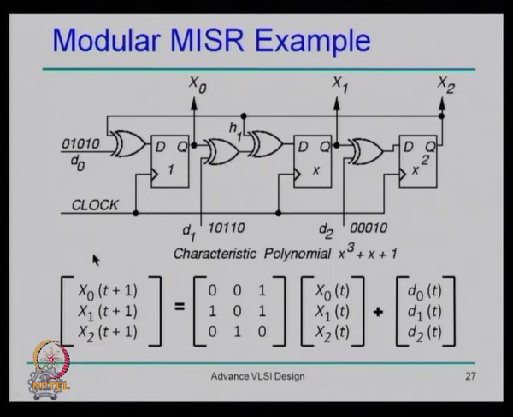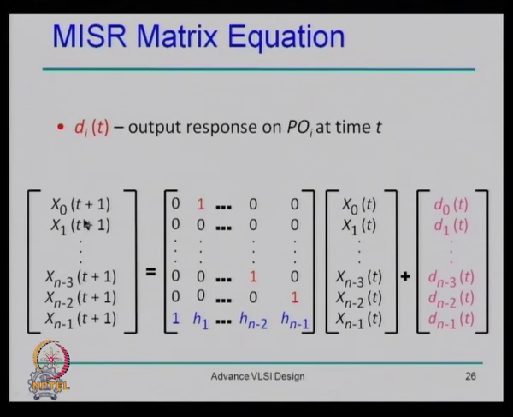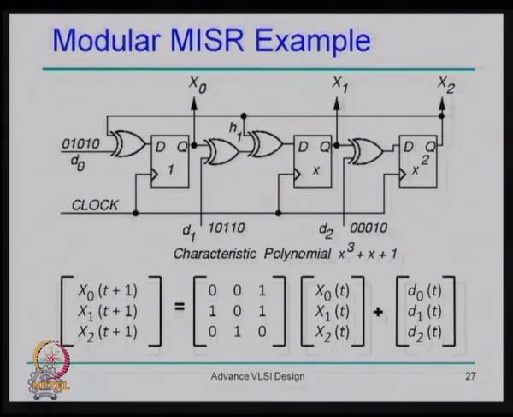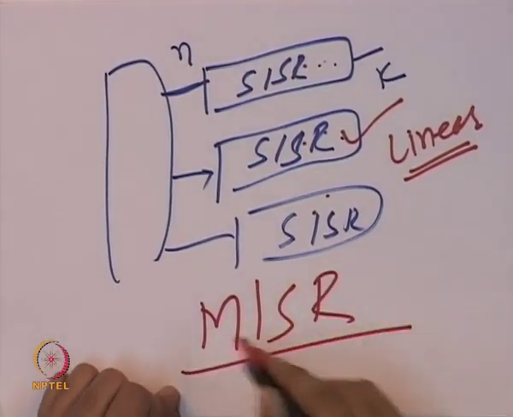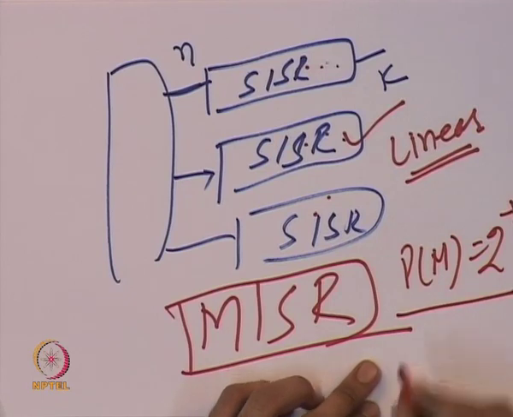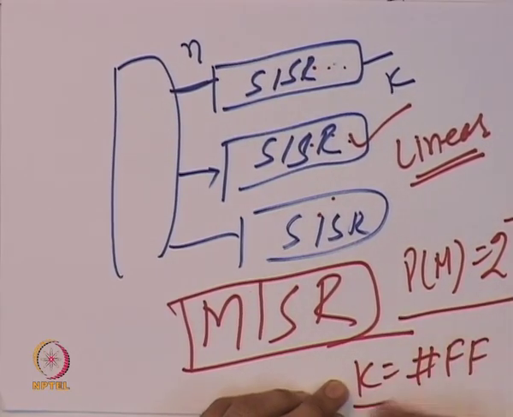Because this is a linear system and this is the companion matrix of this LFSR, you can write the equation for the output in the next cycle: x(t+1) is the companion matrix multiplied by the current values plus the input arriving at this point in time, d0, d1 and d2. The companion matrix remains the same and follows the same property we discussed earlier. This LFSR is known as a multiple input signature register, MISR. And if you use it, the masking probability remains the same, 2^-k, where k is the number of flip-flops in the circuit.